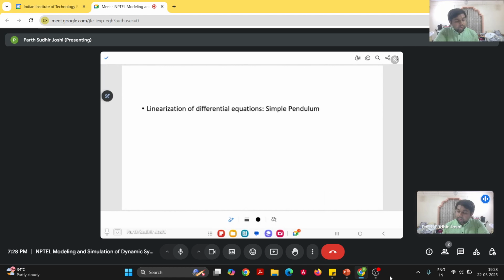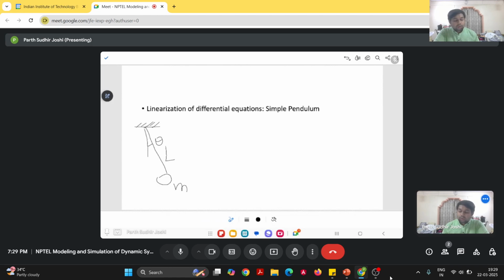So let us first draw the diagram of a simple pendulum. Let us say the pendulum is suspended, and this is the bob of the pendulum. The pendulum bob has a mass small m, the angular displacement with respect to the vertical is theta, and capital L is the length of the pendulum.